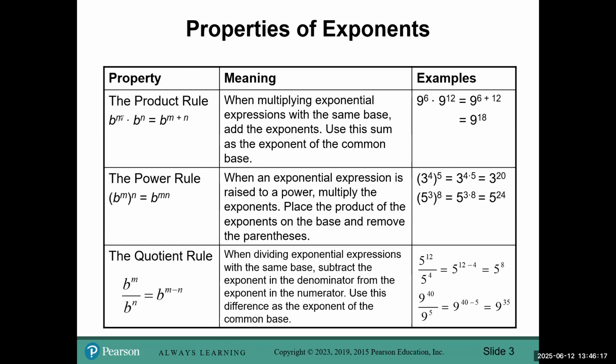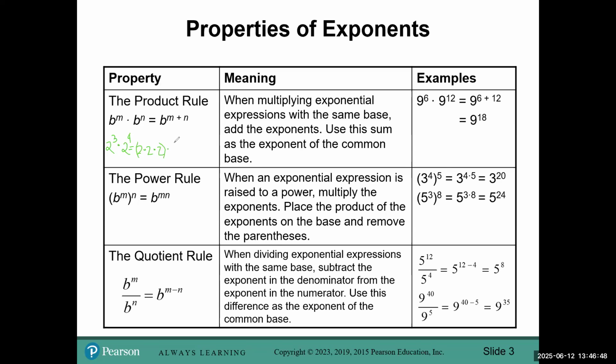So if you look at this product rule, think about if I have a simple number like 2 raised to the third power, and then I'm going to multiply that by 2 raised to the fourth power, for example. And so let's think about what this means. 2 raised to the third power means I'm going to take 2 and multiply it by itself 3 times. That's what 2 to the third power is. So we'll put parentheses around that to show that that's 2 to the third power.